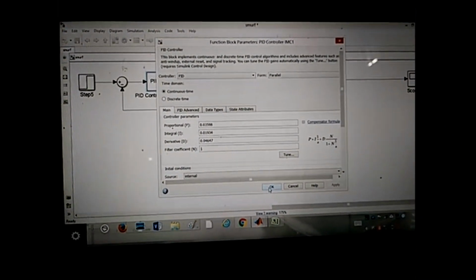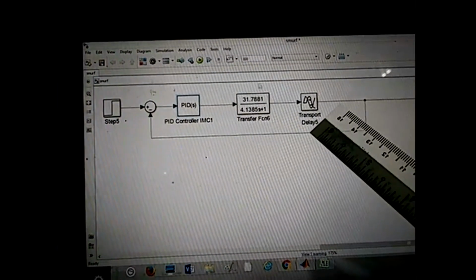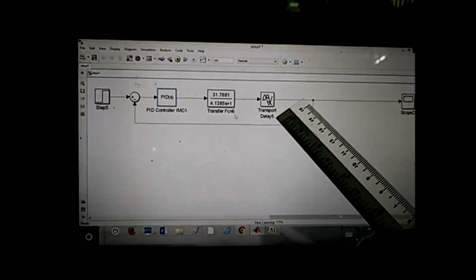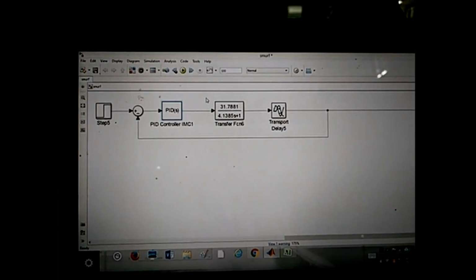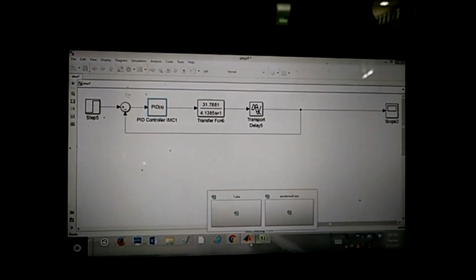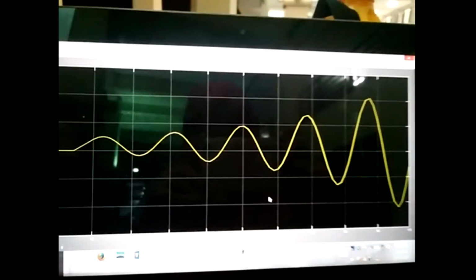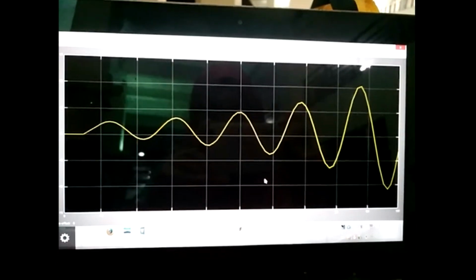Right, so we retain our GP and we retain our transport delay, which is 4.4, and we will view it in our scope. From the values we get this graph.